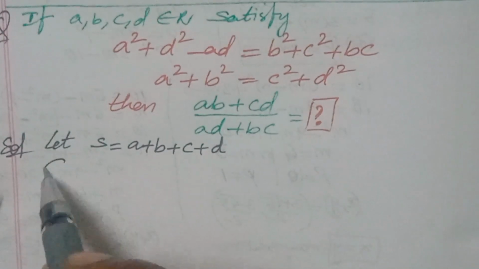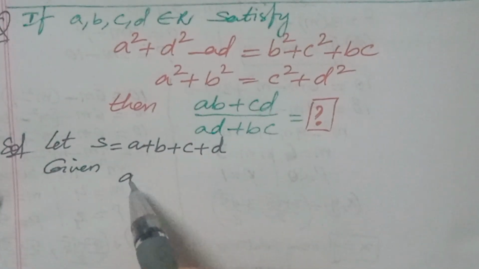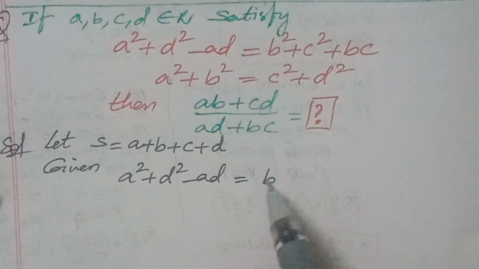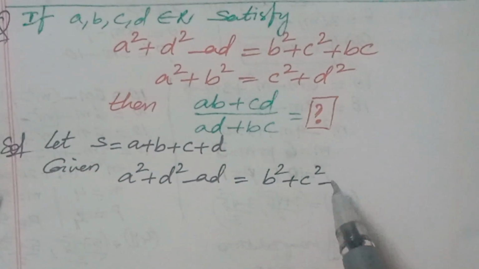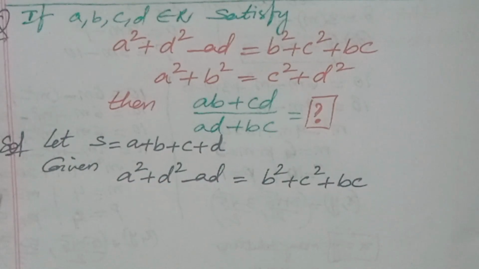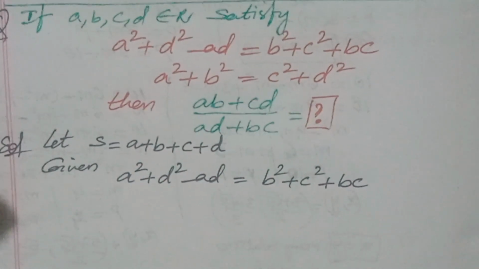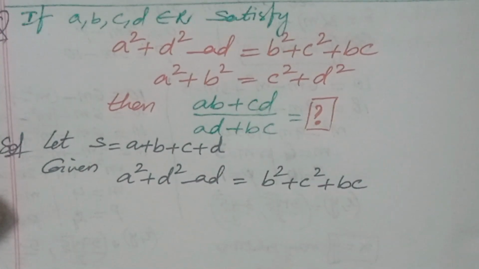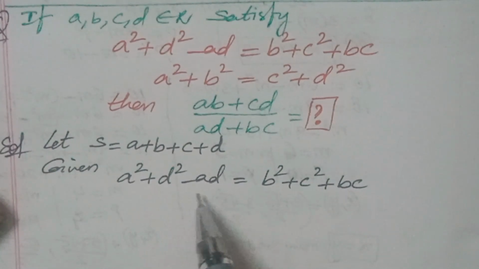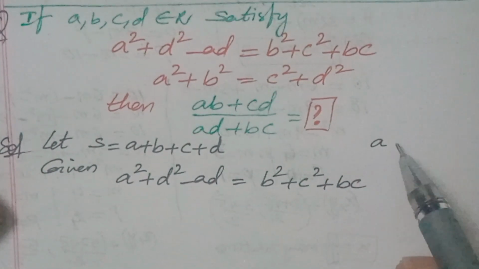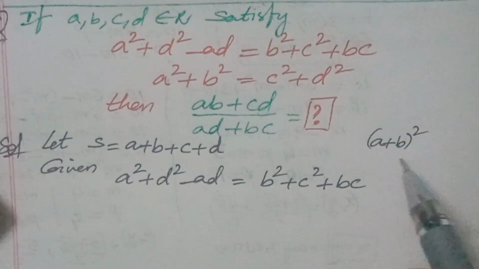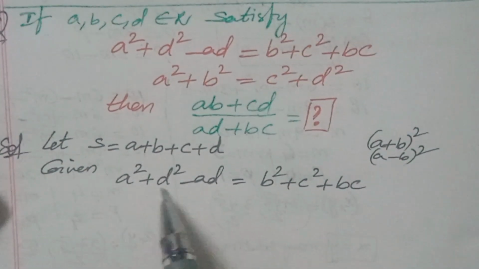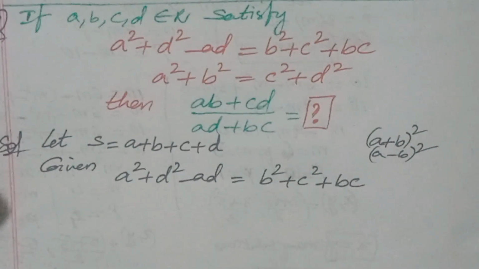So what is given first? A square plus D square minus AD is equal to B square plus C square plus BC. Here we want AD plus BC value. So you have to get the formula, A plus B whole square or A minus B whole square. This means here A plus D whole square or A minus D whole square.